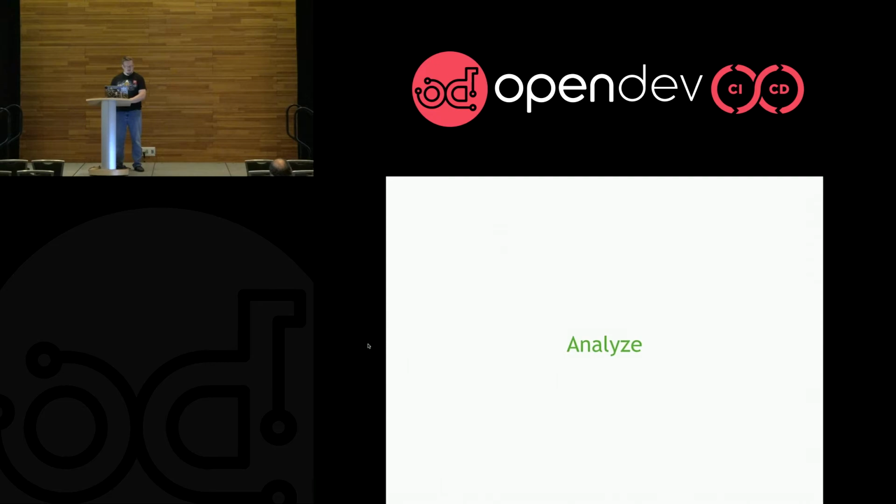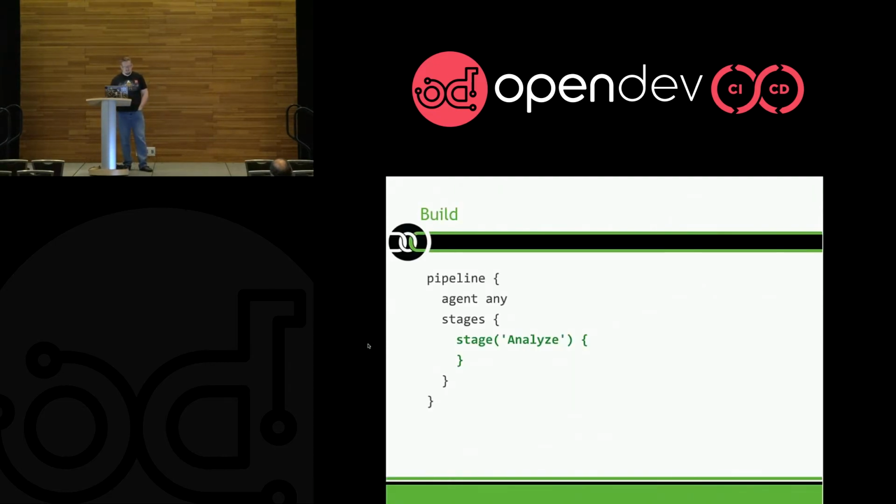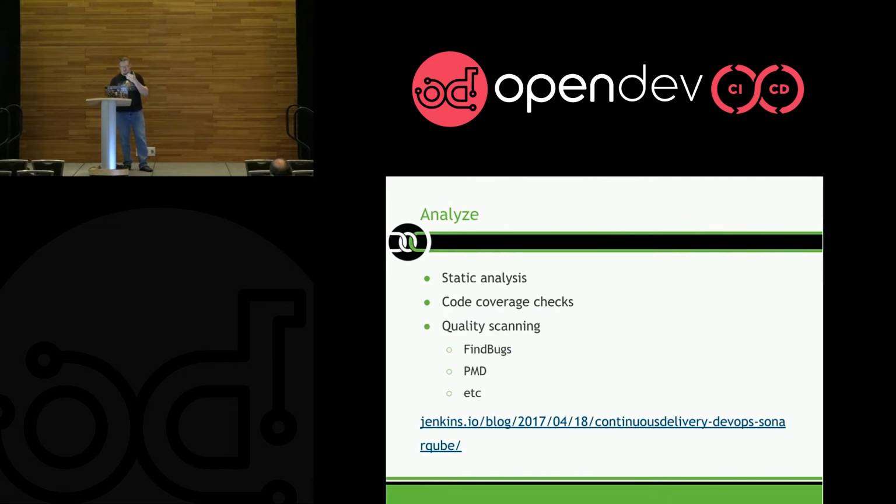And so let's talk about code analysis for a minute. We have the analyze stage in our code. At this point, we would do any sort of static analysis that you like. Code coverage checks, quality scanning with FindBugs, PMD. I'm actually not going to do this here. It takes quite a bit longer to do the configuration, but there's a good blog post on it if you're interested in taking a look.